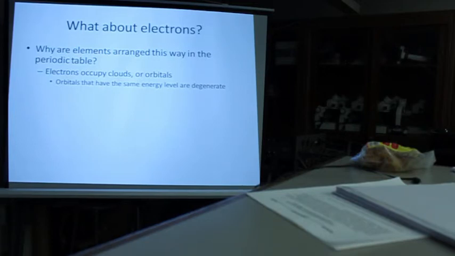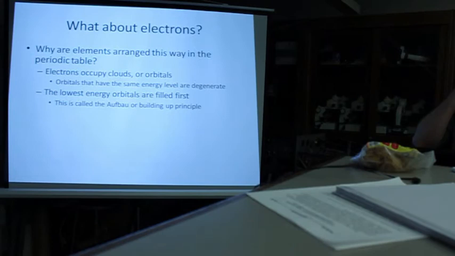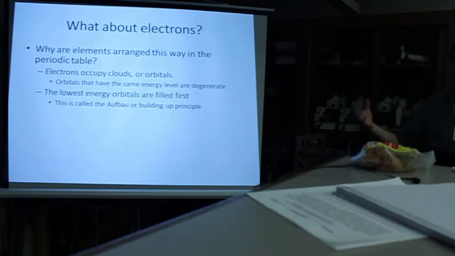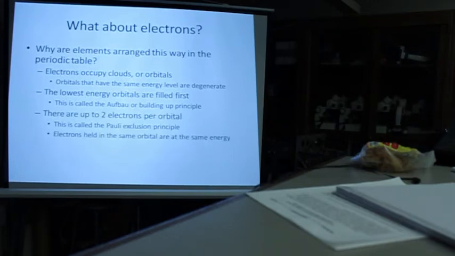So why are electrons arranged this way in the periodic table? Electrons occupy these clouds, or orbitals. Orbitals contain 2 electrons, and those 2 electrons are at the same energy level. The lowest energy orbitals are always filled first, and we're going to progress through the way that we can construct atoms and understand what goes into them and hopefully piece together what's going on. There are 2 electrons per orbital, and no more than 2. This is called the Pauli exclusion principle.